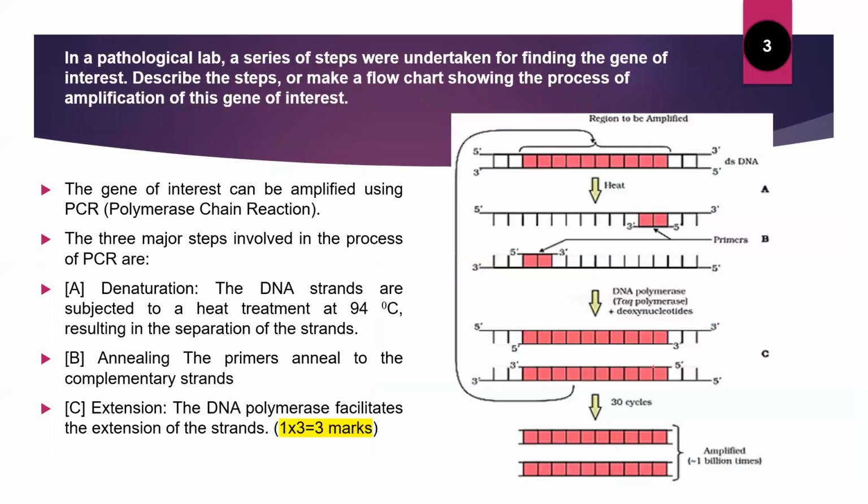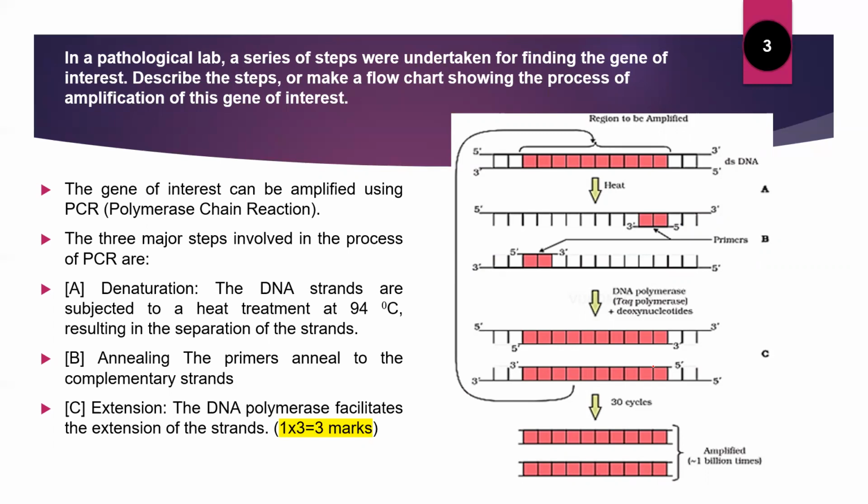That's it. Next, in a pathological lab, a series of steps were undertaken for finding the gene of interest. Describe the steps or make a flow chart showing the process of amplification of this gene of interest. Okay. So here there are a few words like amplification of gene. So in simple words, we can state that gene is a segment of DNA which gets transcribed and translated.